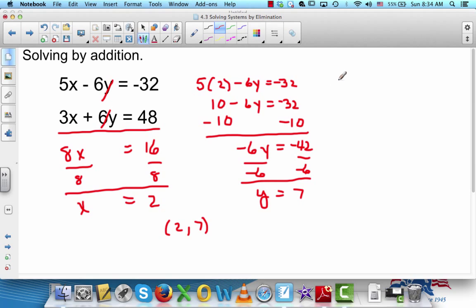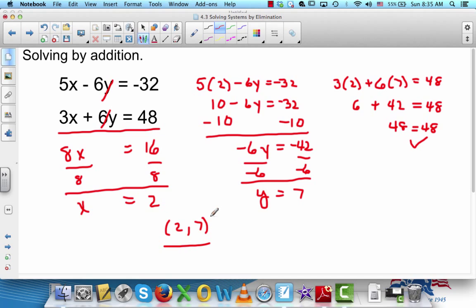So we'll start out with the second equation. We'll go 3 times x, which is 2, plus 6 times y, that's 7, equals 48. That will be 6 plus 42 equals 48, and 6 plus 42 is 48. So we have a true statement here, which means that our answer of (2, 7) is a correct solution set.